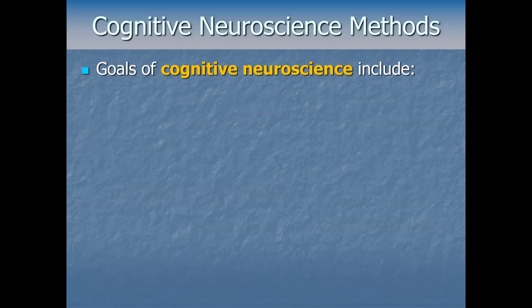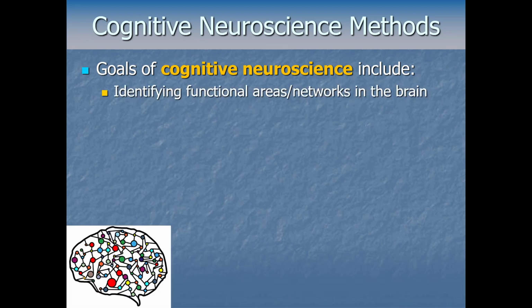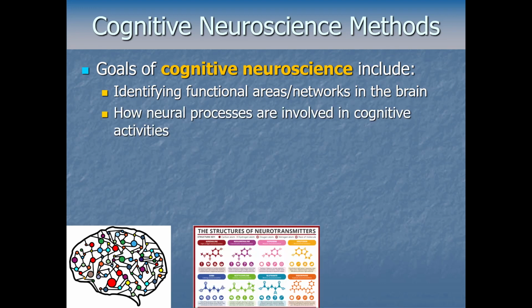So the goals of cognitive neuroscience include things like identifying functional areas or networks in the brain. For example, what areas are active when you speak, or what areas are necessary to imagine, or how do areas in the occipital lobe connect to areas of the temporal lobe in a way that lets us visually recognize a zebra versus a car. We're also trying to identify how neural processes are involved in cognitive activities.